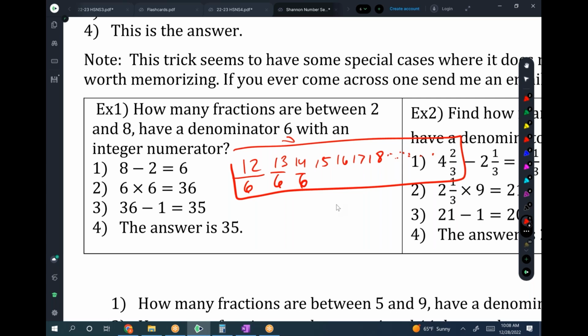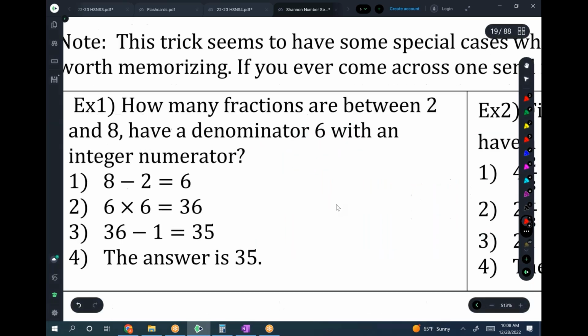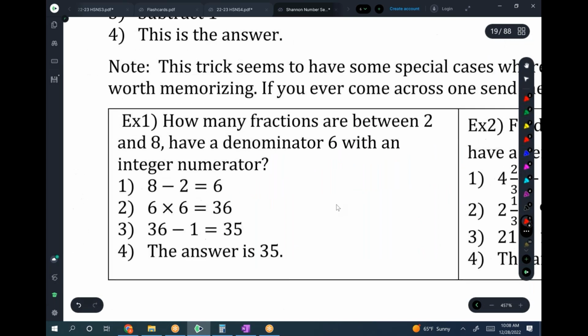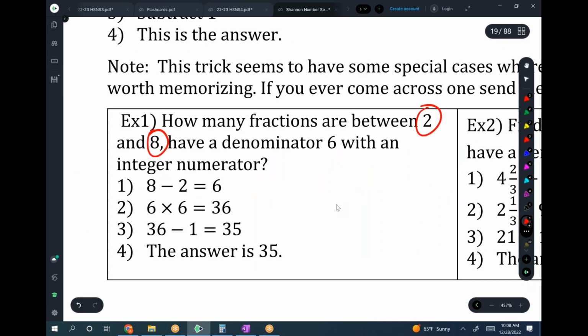Got it? All right. You can just crunch this if you want, but here's the shortcut. You take the two numbers between 2 and 8 and you subtract them. So 8 minus 2 is 6. Then you multiply that by the denominator. So 6 times 6 is 36, right?